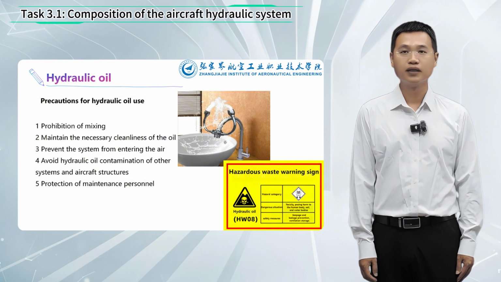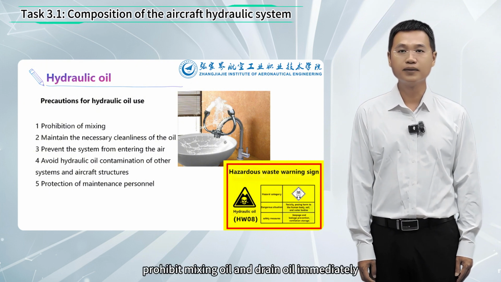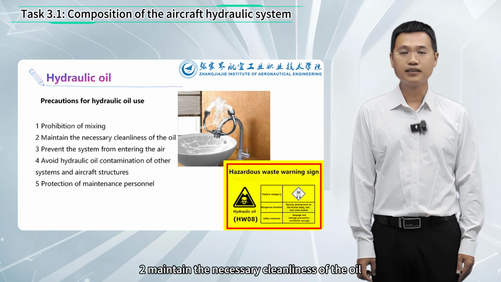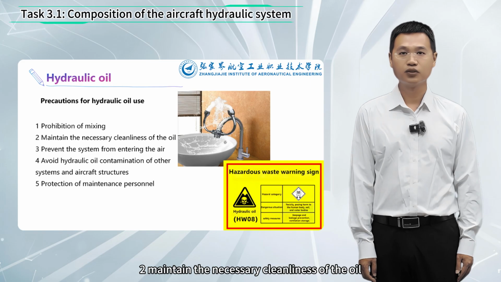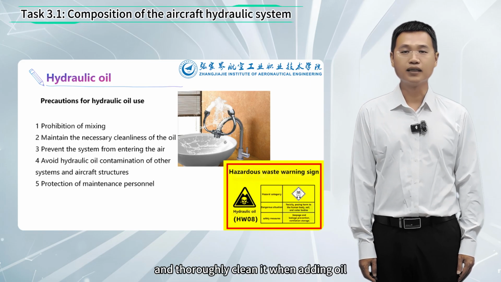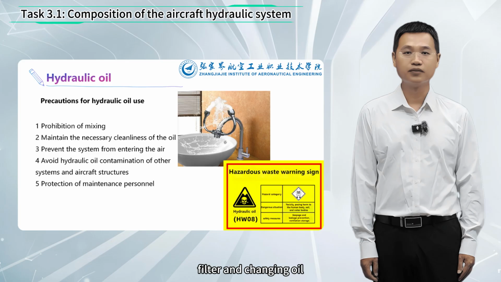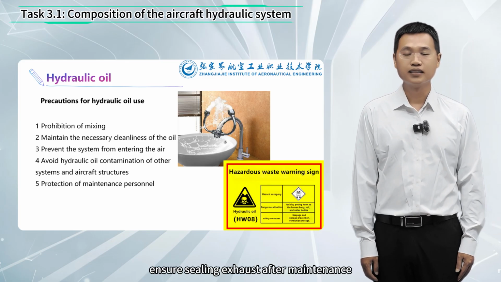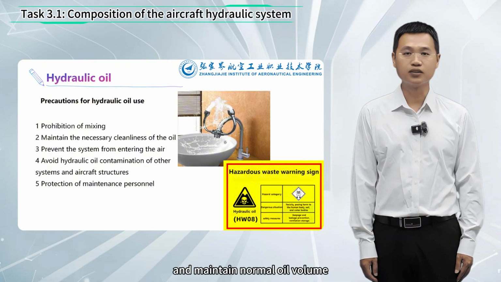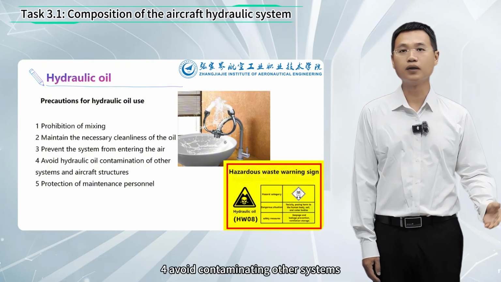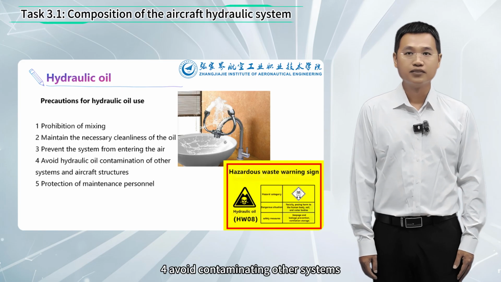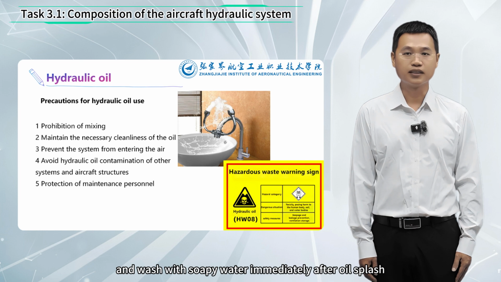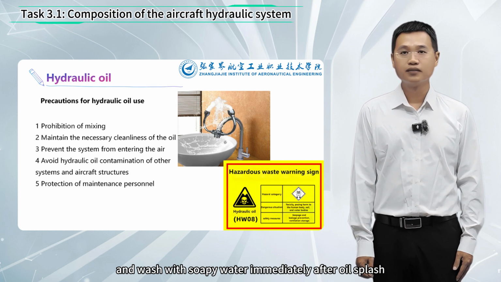The precautions for using hydraulic oil are: 1. Prohibit mixing. If the wrong oil is added, drain oil immediately and flush the system. 2. Maintain the necessary cleanliness of the oil and thoroughly clean the filter when adding oil and changing oil. 3. Prevent the system from entering the air. Ensure sealing exhaust after maintenance and maintain normal oil volume. 4. Avoid contaminating other systems and aircraft structures with hydraulic oil, and wash with soapy water immediately after oil splash.